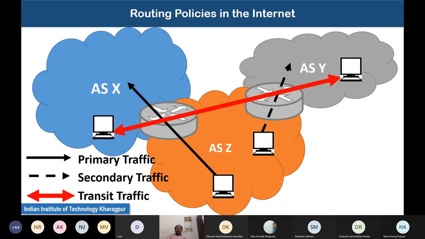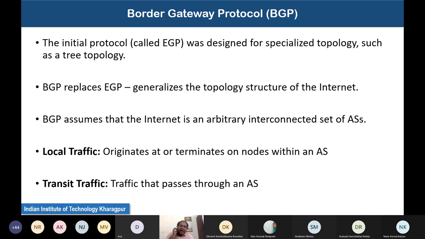So these protocols are much more complex compared to the protocols we have already studied, like OSPF or RIP, where my major objective is to reduce the path cost. But here we need to adhere to these policies, which are much more important compared to the path costs. Now let us see how we do such inter-domain routing.